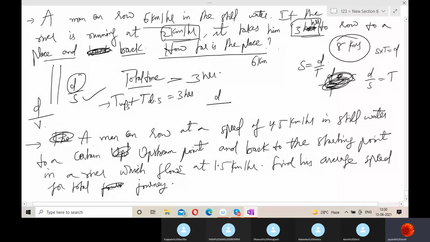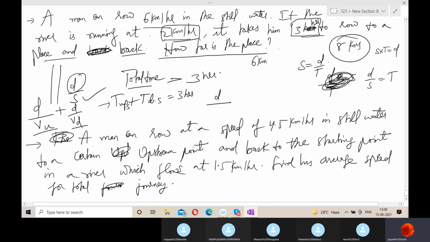Speed upstream is VU, and then we want to find out the speed downstream, so distance by VD. So speed upstream and speed downstream is given. What is the speed upstream formula, all of you? Can I say x minus y? Please tell me, speed upstream is x minus y or not?